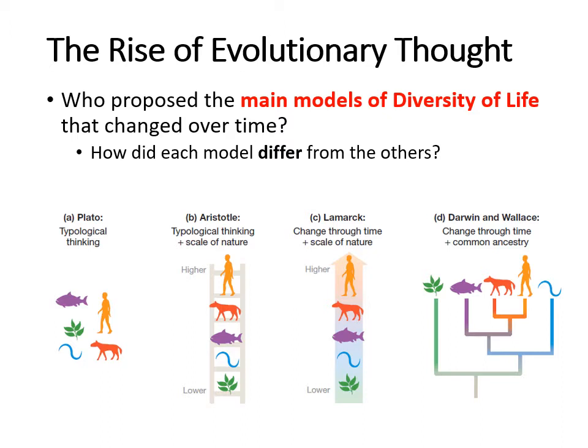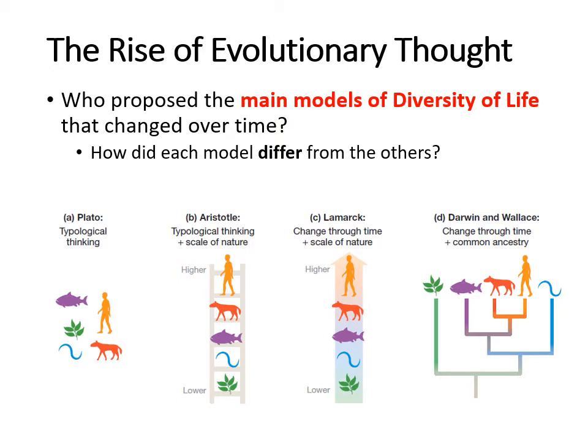Okay, and we consider this what's called typological thinking. So circle, star, highlight that term, you will see it again. Typological thinking is a way of thinking that explains that organisms are types and that they're not changing. They're already the way that they're meant to be. Okay, then that idea eventually evolved into Aristotle's theory.